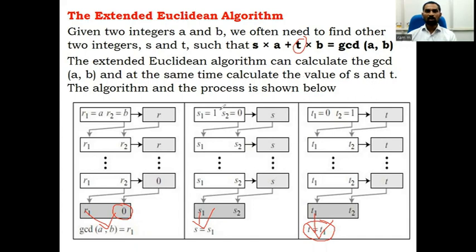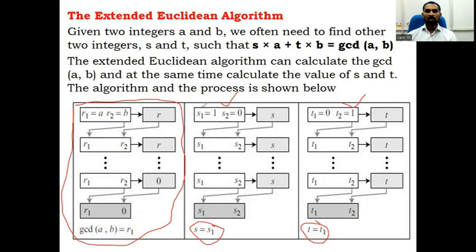Okay, so remember the process. We know how the Euclidean algorithm works out. This is the part regarding the Euclidean algorithm. Along with the Euclidean algorithm process, we'll add two more processes: one will find the value of S, and the other will find the value of T. Whatever way we are doing in the Euclidean algorithm, the same will be done for the part of S as well as the part of T.